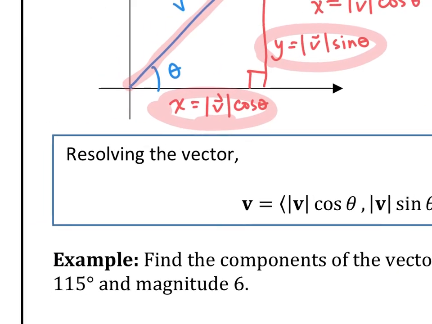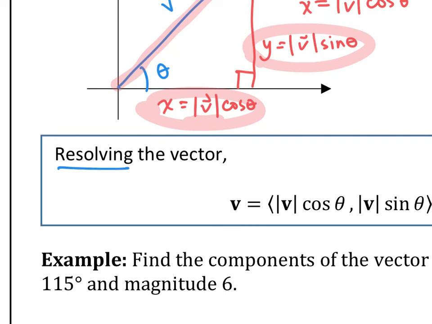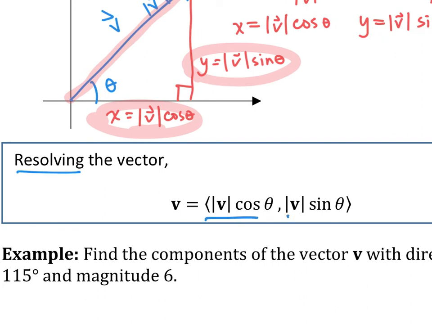So this is what we call resolving the vector. Resolving means break it down. Take this vector and break it down into its x and y components. So what it's saying is if you go in the x direction this much and then go in the y direction this much, you're going to get this vector. So let's go ahead and solve one problem together.